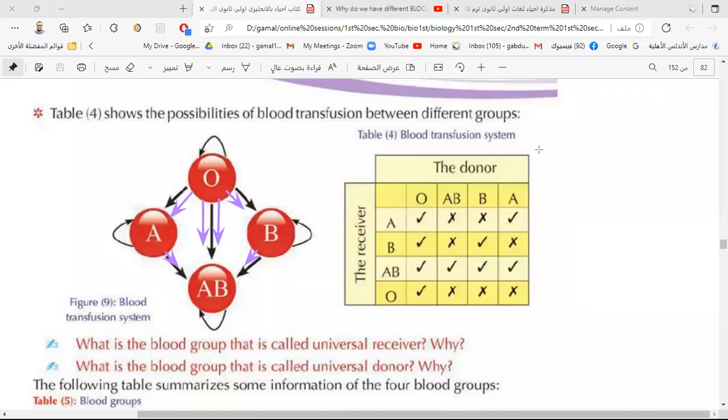So you have to look at this table. A can give... be a recipient from O, can't be a recipient from AB, can be a recipient from O. Okay, you can remember this table.